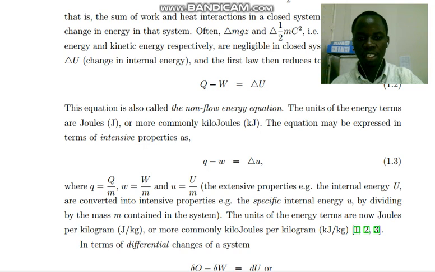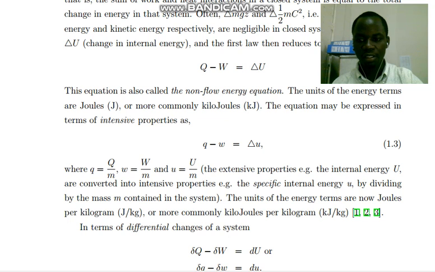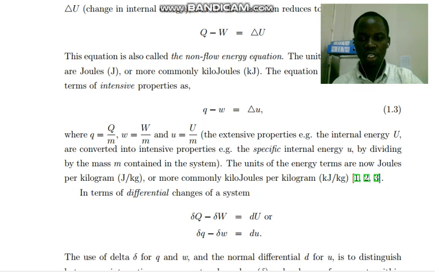The equation may be expressed in terms of intensive properties. So in terms of intensive properties, we divide all these quantities by mass. When you divide Q by mass, you get a small q. W, which is work divided by mass, we designate with a small w, and internal energy U divided by mass we represent with a small u. That is expressed in equation 1.3. So the extensive properties like the internal energy are converted into intensive properties, which we represent by small letters. The units of the energy terms are now joules per kilogram, or more commonly kilojoules per kilogram.